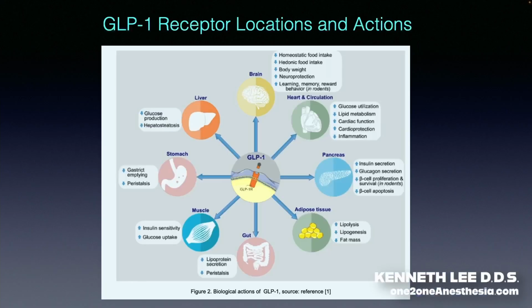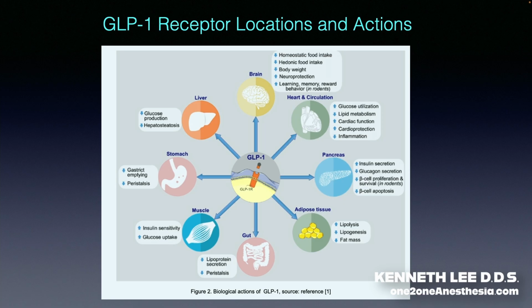GLP-1 receptors are found in many parts of the body, such as the kidneys, the brain, the heart, endothelial cells around the vagus nerve, lungs, fat cells, and skeletal muscle. As you can see from this diagram, there are different locations for GLP-1 receptors, and at each of these locations we have a varying effect.